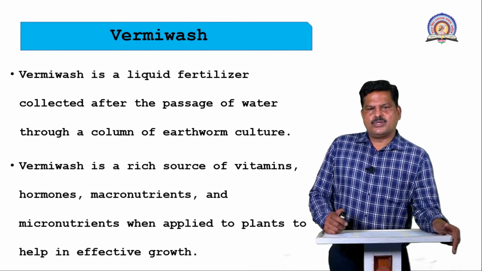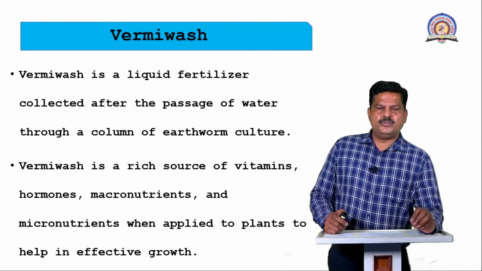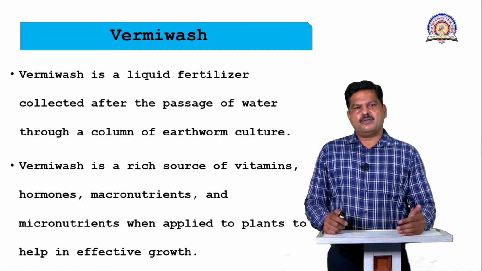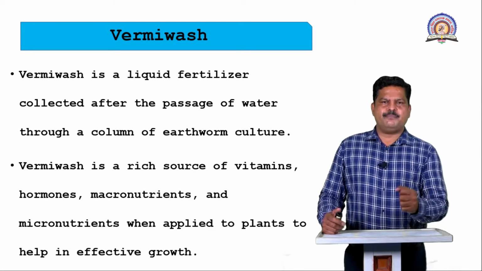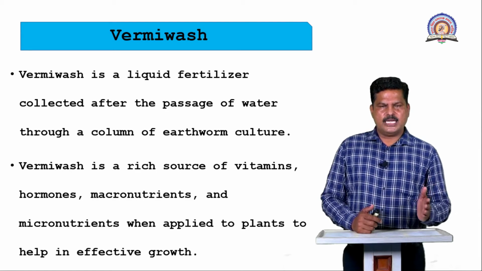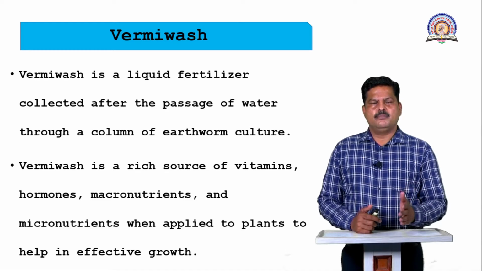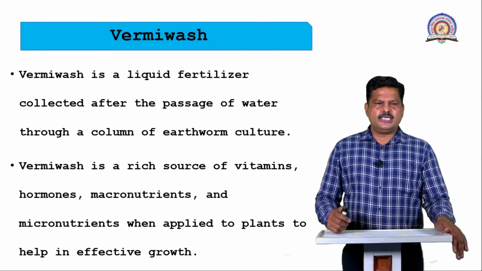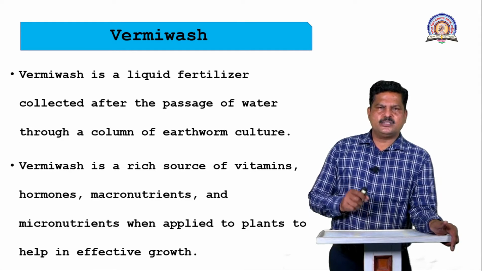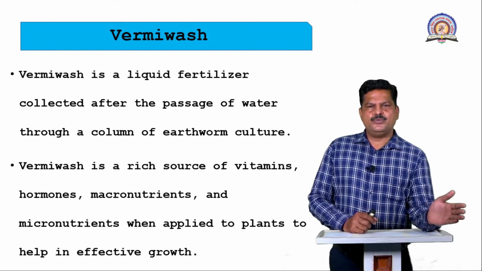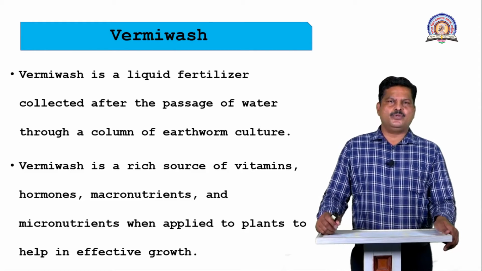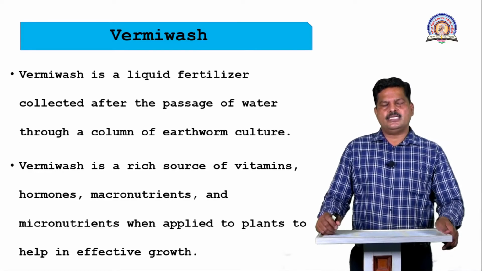Then vermiwash is also rich with vitamins and micronutrients, which are a major requirement of plants. In the form of vermiwash, there is a rich supplement of micronutrients like calcium, iron, and magnesium. These are the important micronutrients required for the growth and development of a crop. So whenever you add it to the water, and the water is given to the agricultural crop, there is well growth and development of the plant body, or we can say crop.